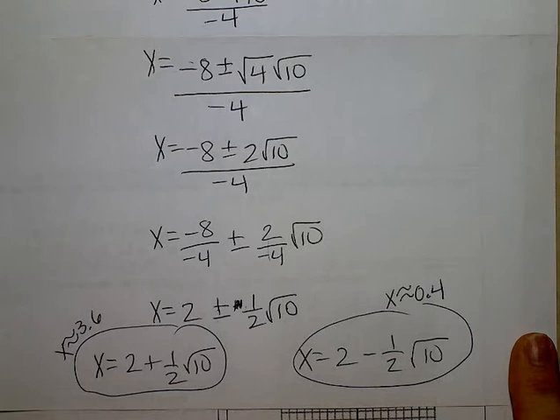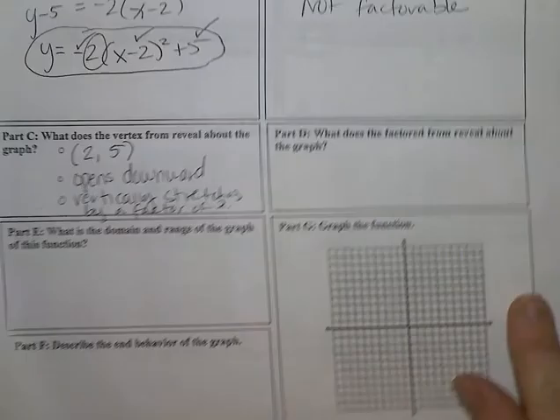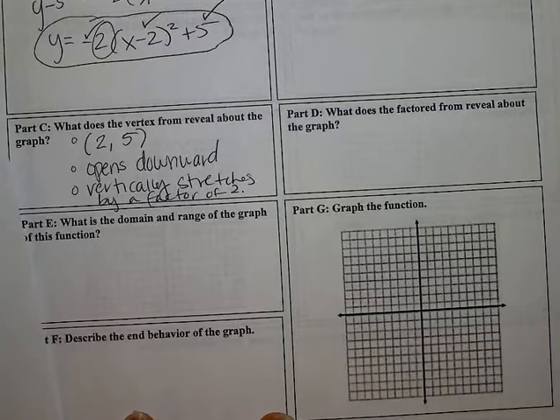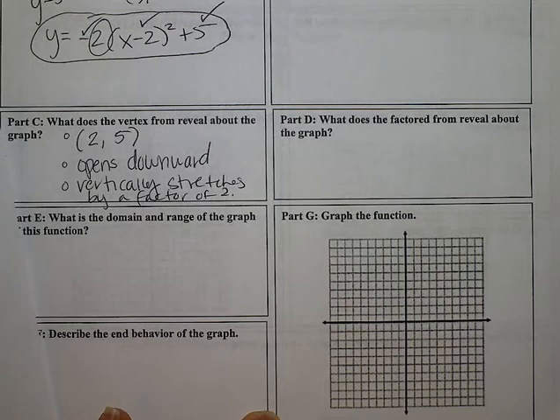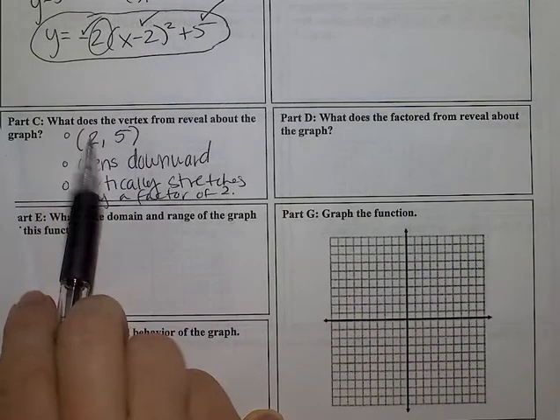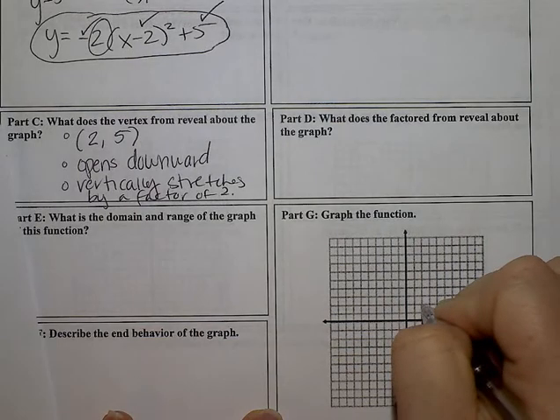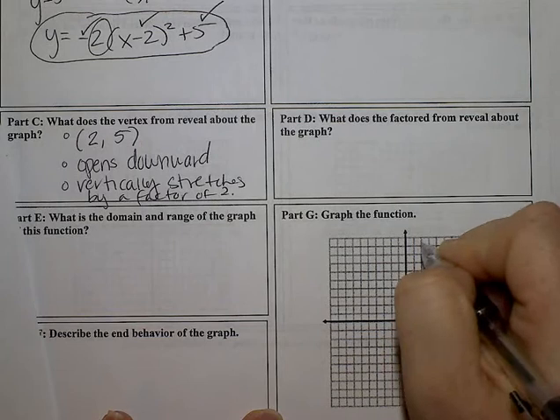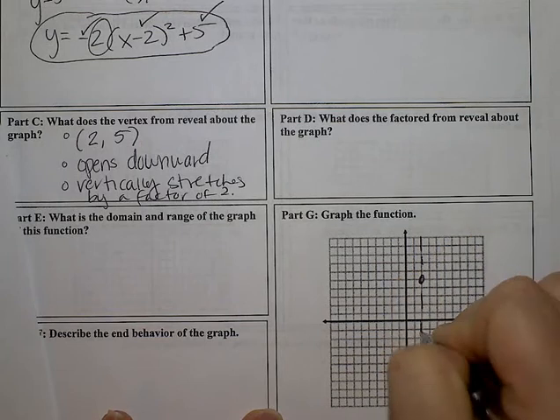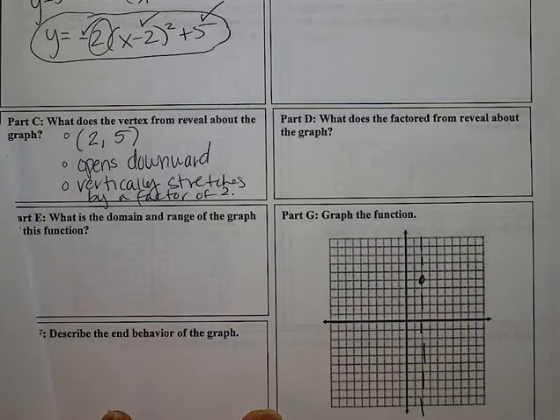Okay, do me a favor, come over to this graph. We're going to first start by graphing the vertex. So let's go to 2, 5 and graph that point. Then I'm going to make an axis of symmetry with the dotted line. Remember, the axis of symmetry cuts your parabola in half, making it symmetrical.